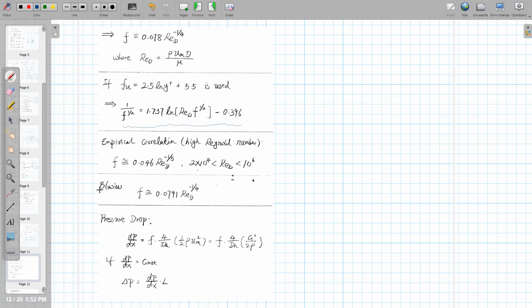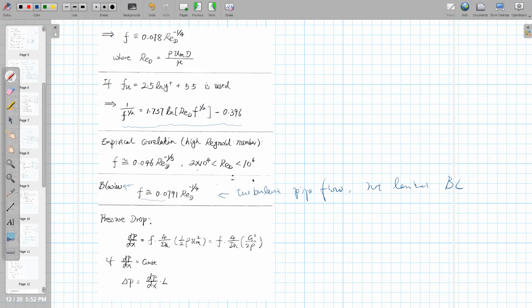One empirical correlation is from Blasius. Don't be confused this one with the laminar case. This Blasius, this researcher, did many researches. This is for turbulent pipe flow. It's not the Blasius solution for the laminar boundary layer. He's the same guy, but he also developed this based on his experimental data for what F will be.